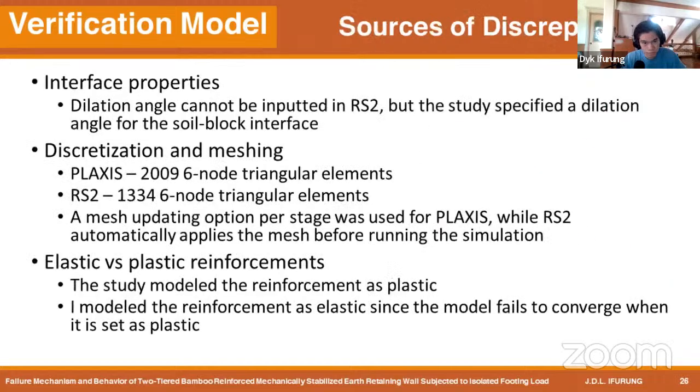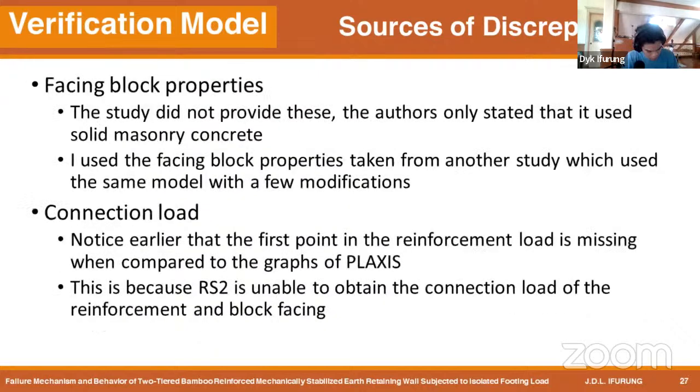A dilation angle was given for the soil block interface, but a dilation angle cannot be inputted as an interface property in RS2. Plaxis had a total of 2009 6-noded triangular elements, while RS2 had 1334. A mesh updating option was also used for Plaxis, while RS2 automatically applies the mesh before simulation. My reinforcements were modeled as elastic since it fails to converge if plastic is used. The study originally modeled the reinforcements as plastic. Facing block properties were not explicitly given, therefore I had to obtain it from another study, which used a similar model but with modifications.